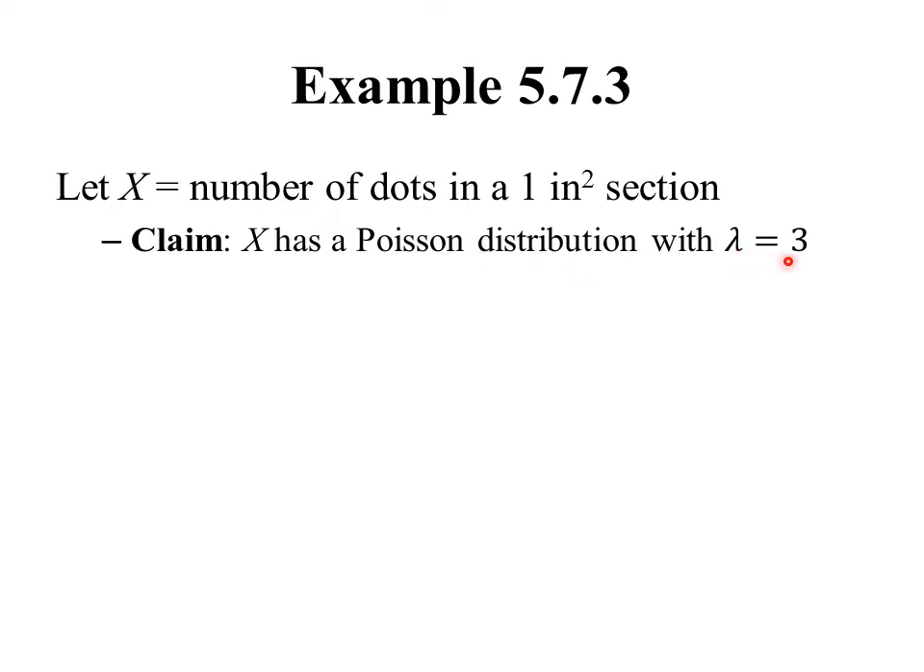Now the parameter lambda was the average number of occurrences per interval. In this case we have a total of 300 dots and a total of 100 1-inch square sections, or a total of 100 square inches, and so lambda is 300 divided by 100, which is 3. So this seems reasonable. So we're going to use this goodness of fit test to test this claim.